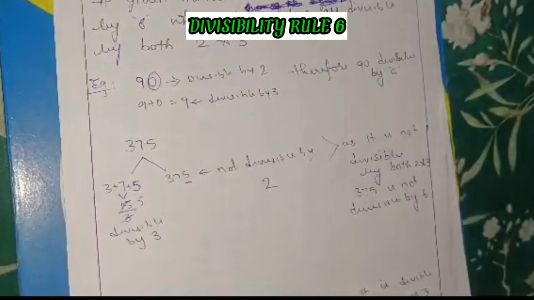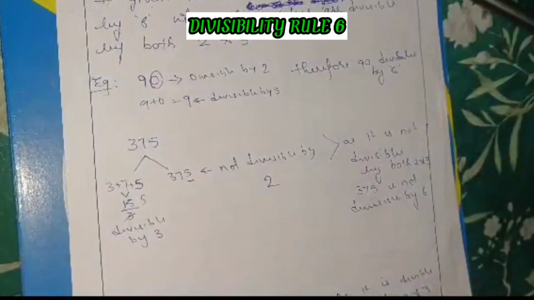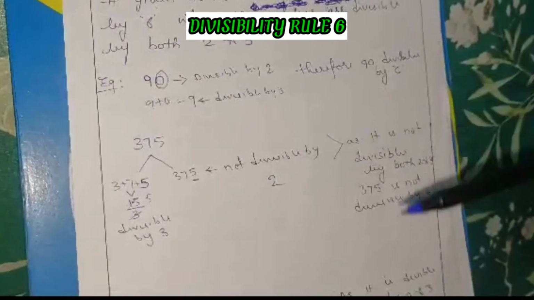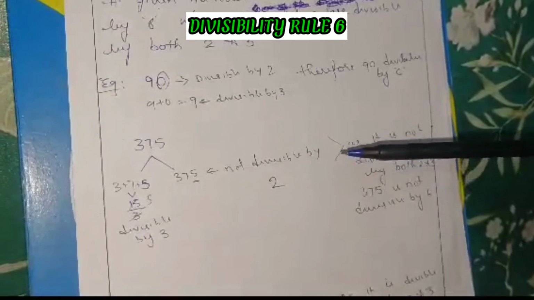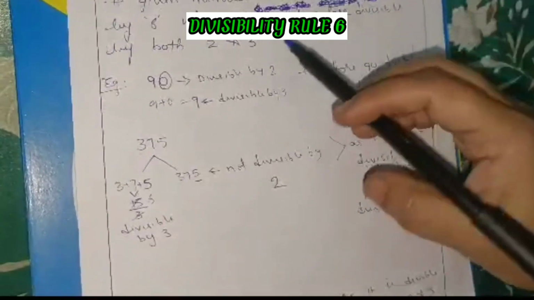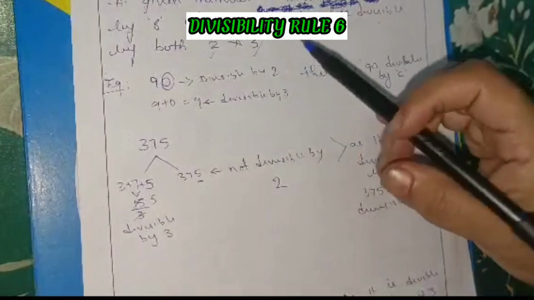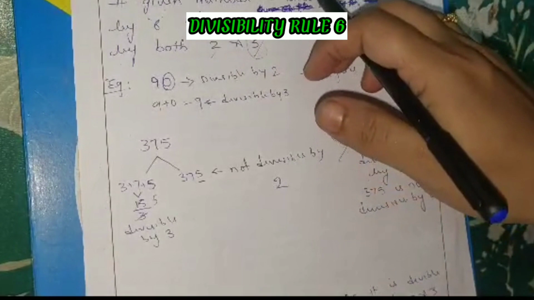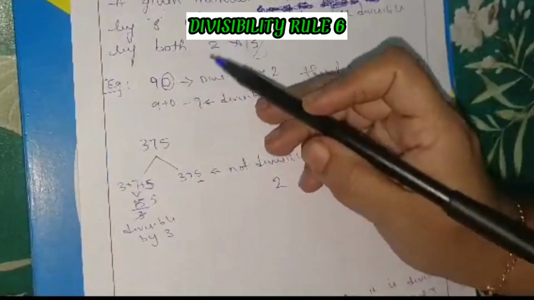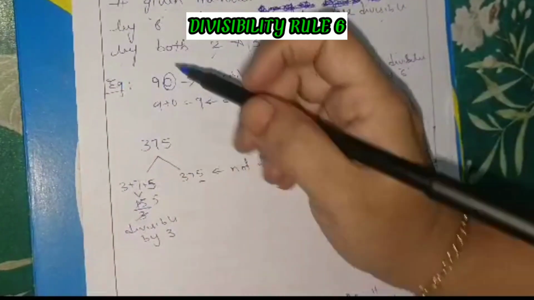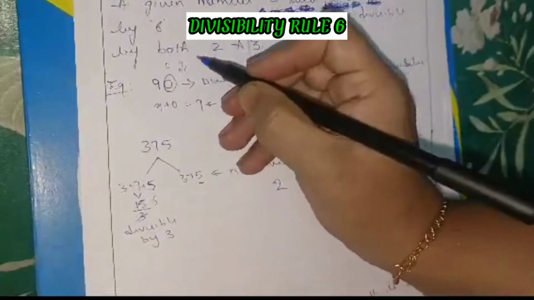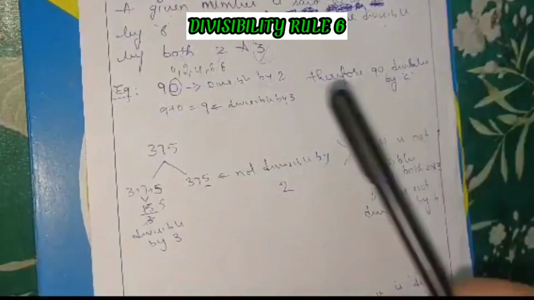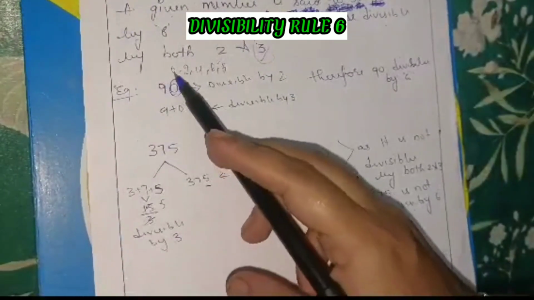Now we are going to see the divisibility rule for 6. To check divisibility by 6, the number should follow two rules. That is, the number which is given should be divisible by both 2 and 3. If the number obeys the divisibility rule of 2 and the divisibility rule of 3, then the number is said to be divisible by 6. So what is the divisibility rule of 2? The last digit should be either 0, 2, 4, 6 or 8. That is the divisibility rule of 2. The number should follow this rule.